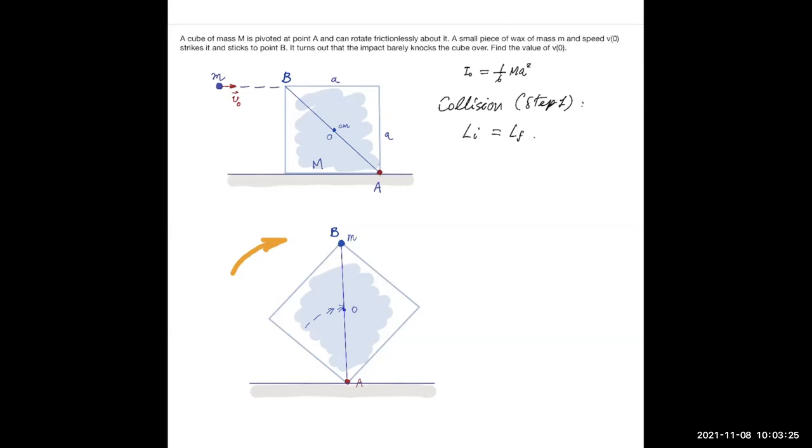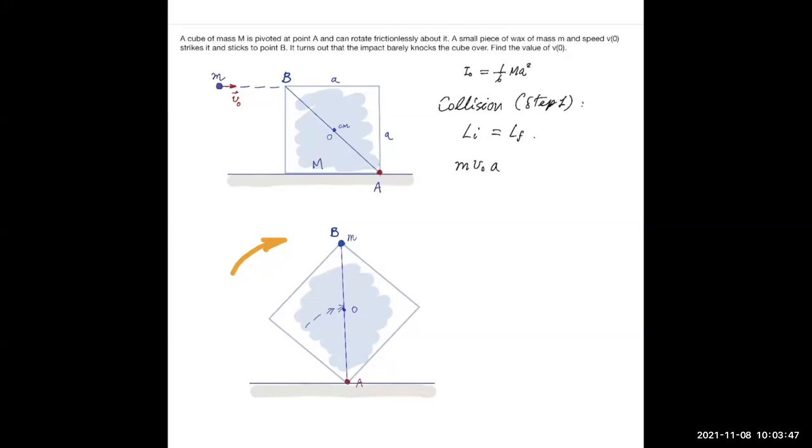Okay, relative to point A, what is the angular momentum of the system before the collision? Well, the only moving part was the piece of wax, and it moves at a speed v0, and the line of the velocity v0 is a distance a from point A. Therefore, the L initial is just m v0 a.